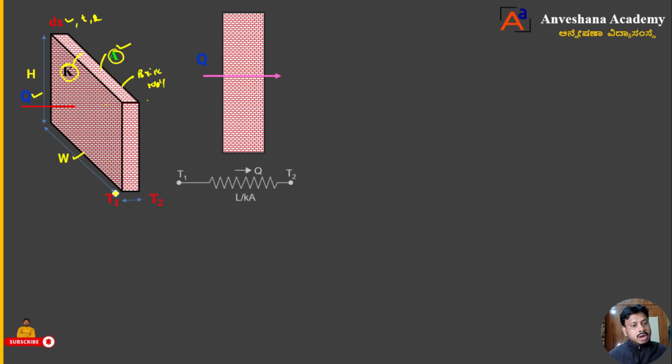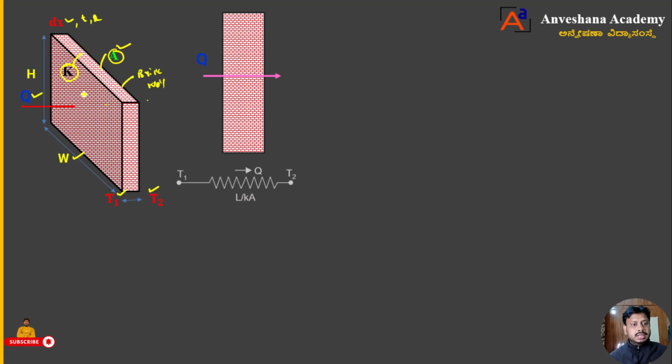So what I will do, I will mark temperatures here. At the beginning, at the high temperature region I will take the temperature as T1, then the low temperature at the lower side I will take as T2. Hence heat is moving from the high temperature region to the low temperature region. That is how I have shown.